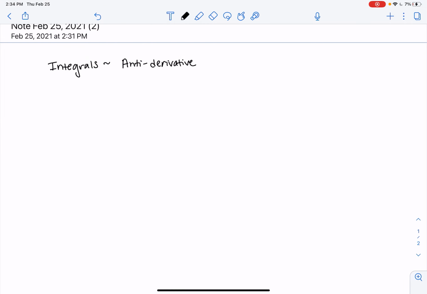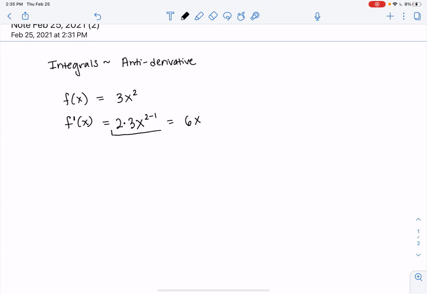In this video, we're going to do an introduction to the integral, aka the antiderivative. So if I gave you this function, let's say 3x squared, its derivative, indicated by this prime sign, would be 2, that power comes to the front and multiplies, and then the power gets subtracted by 1, so we would get 6x. We don't really write that out, but that's what's going on in our heads, right? So that's called the power rule for derivatives.